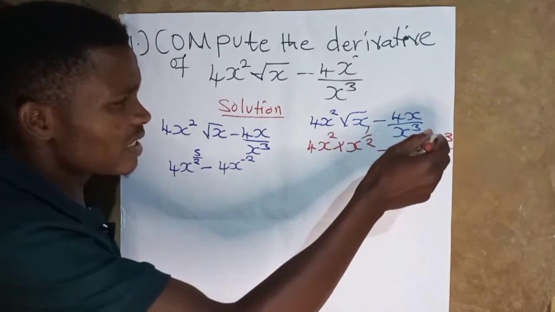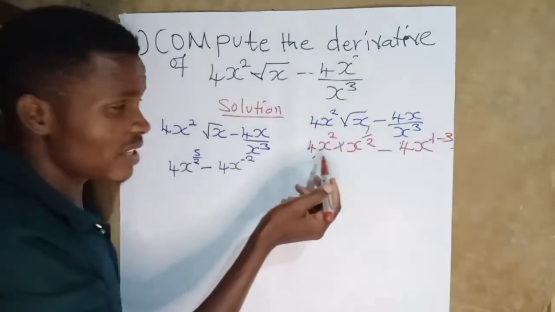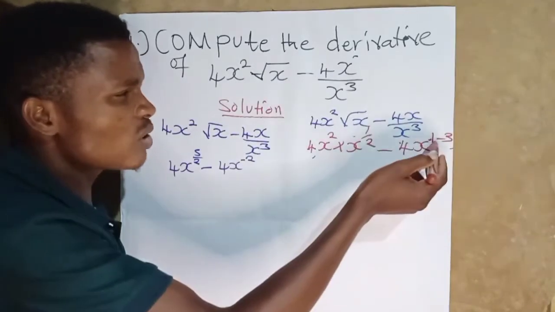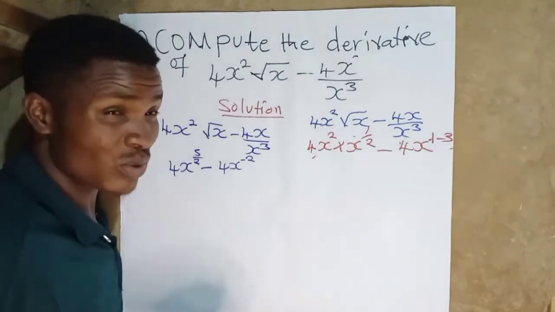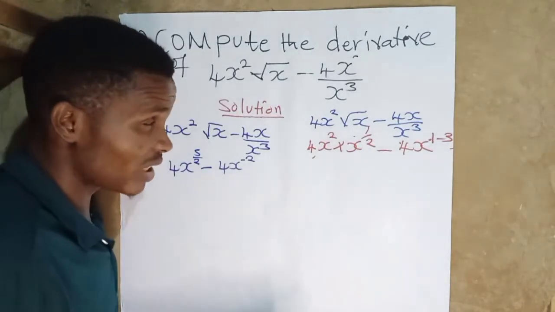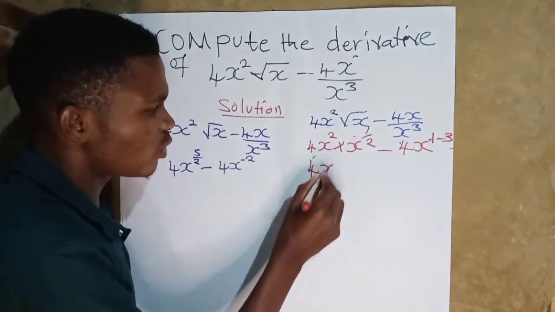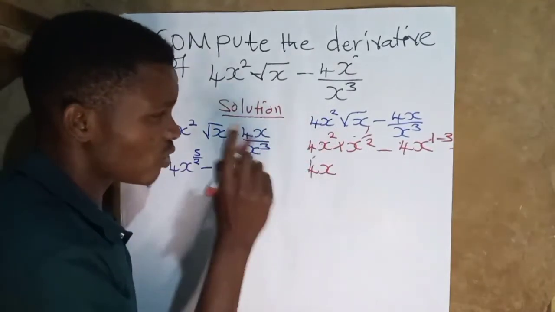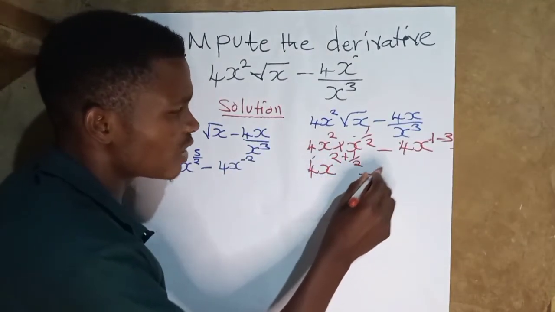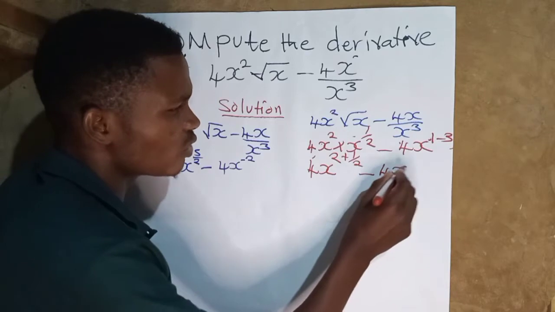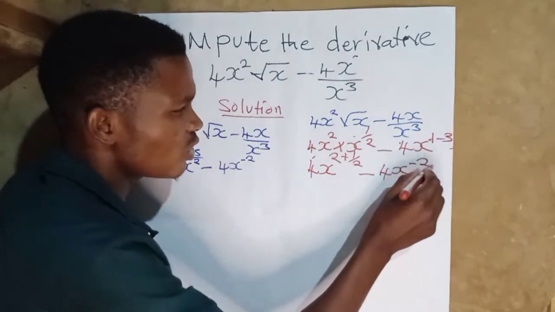It simply means this is the law of indices that we are following. When you multiply the same base, you add the powers, and when you divide the same base, you subtract the powers. So we're using the power law, referring to indices. Now, with 4x and x, we get one base, then we write 2 plus 1 over 2, minus 4x to the power, when we subtract 1 minus 3, we get negative 2.